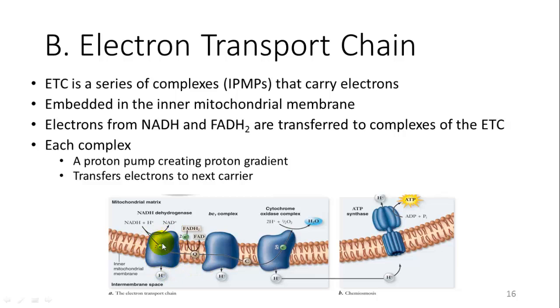So you have NADH dehydrogenase, which uses NADH to have 2 electrons. You have the BC1 complex, which helps pump protons again into the other end of the intermembrane space of the mitochondria.